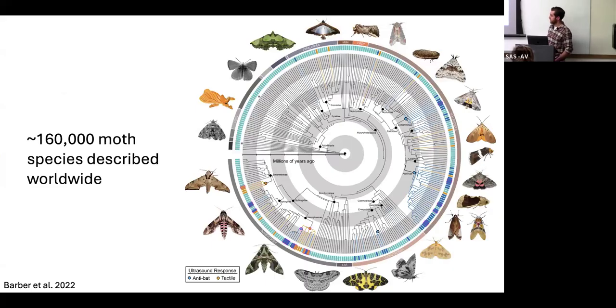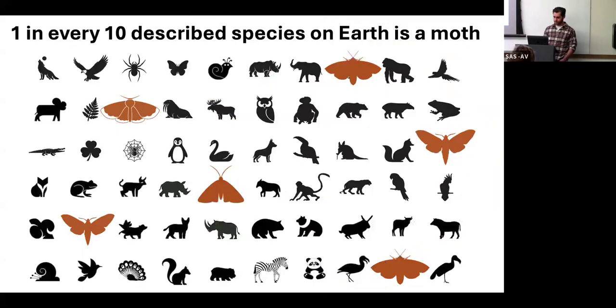This is a phylogenetic tree that's just showing the evolutionary relationships between all the moths. And since there are only about 1.5 to 2 million described total species on Earth, that means that 1 in every 10 described species on Earth is actually a moth. You probably wouldn't guess that because they don't get the attention that they deserve.